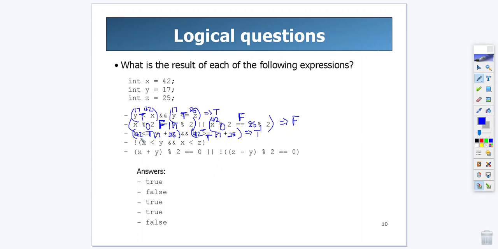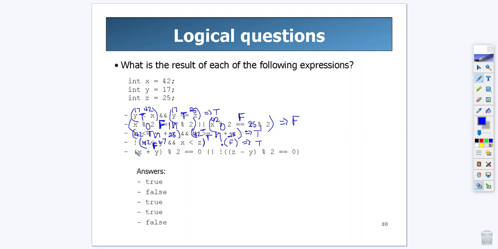What about when I have the negation? Well, first I have to figure out what's inside the parentheses, and then I can negate it. So here, x is less than y. Is 42 less than 17? And the answer is no. So straight away, I actually know the answer to the inside of my parentheses, and the reason is because of short circuit evaluation. It really doesn't matter if this is true or false. Because an and requires both to be true, and I already know this is false, I know my parentheses evaluate to false. And so when I negate that, that's going to evaluate to true.